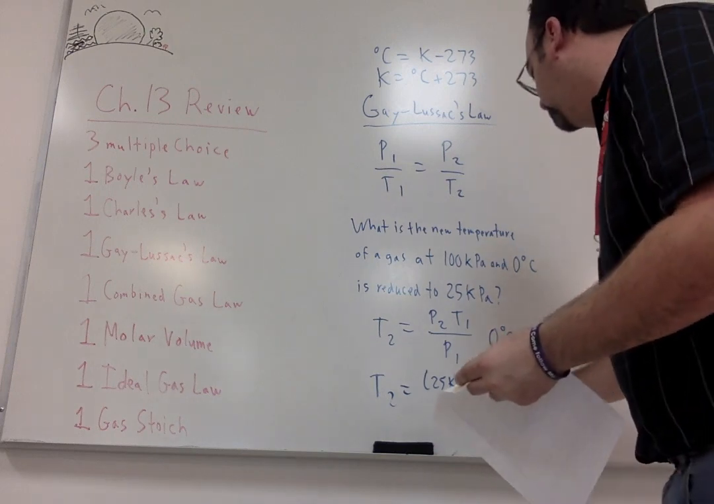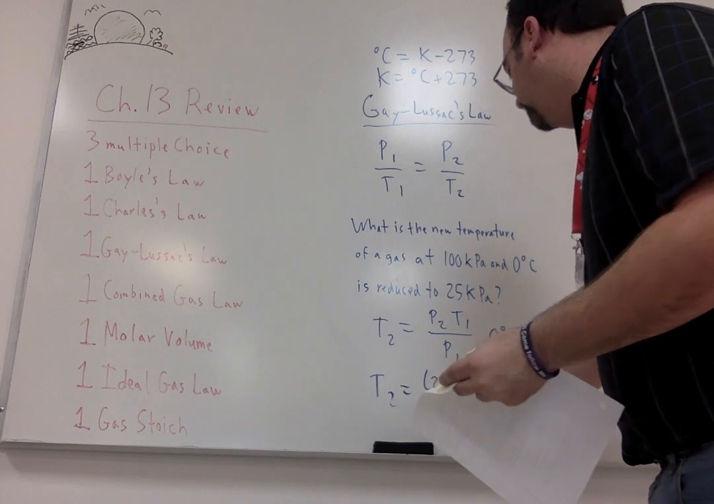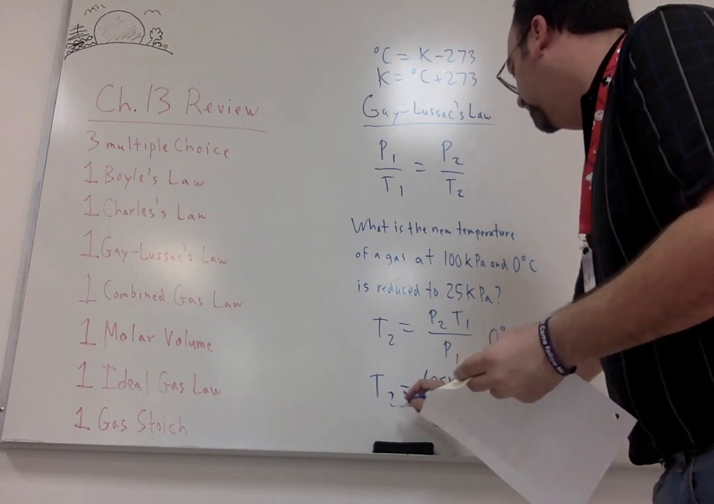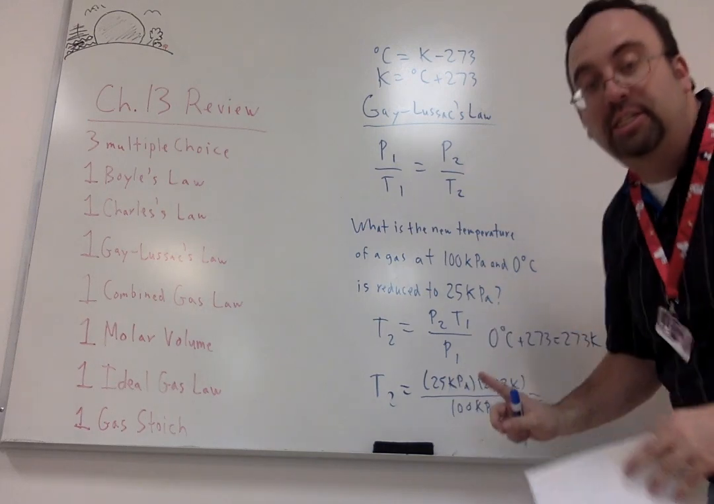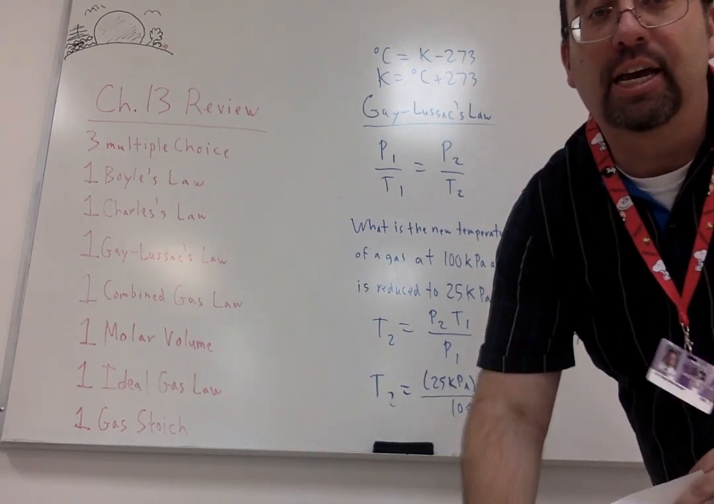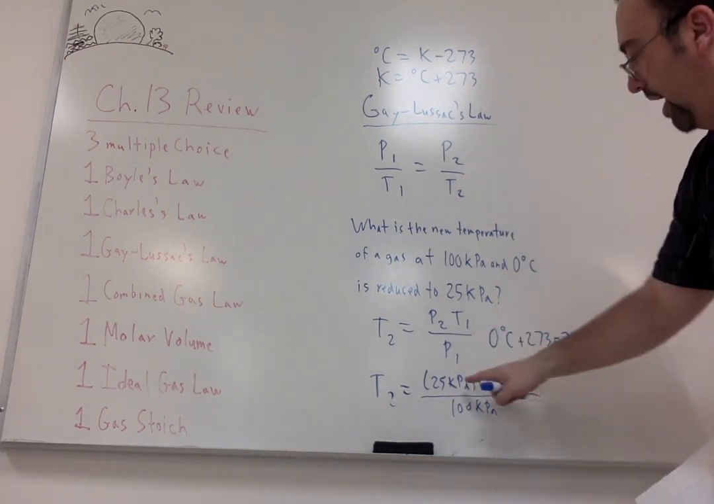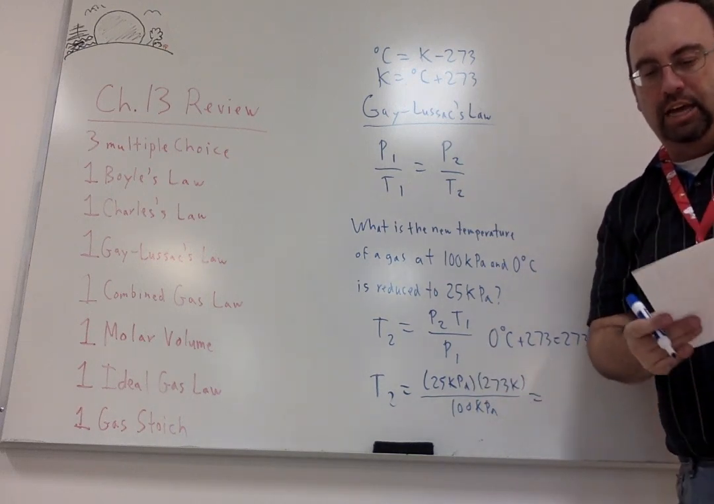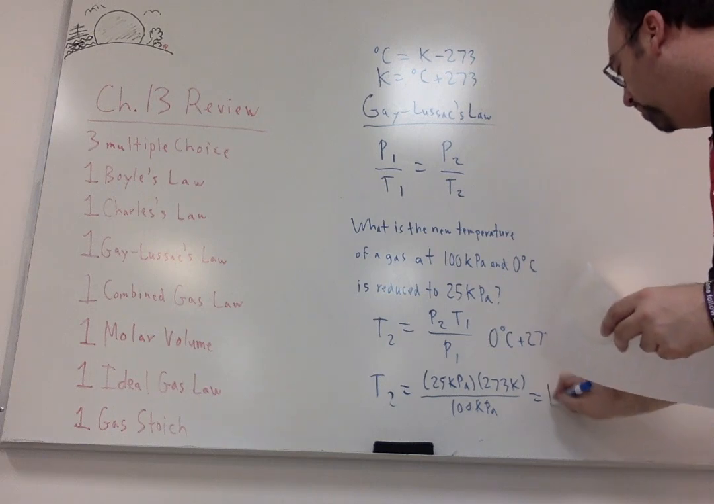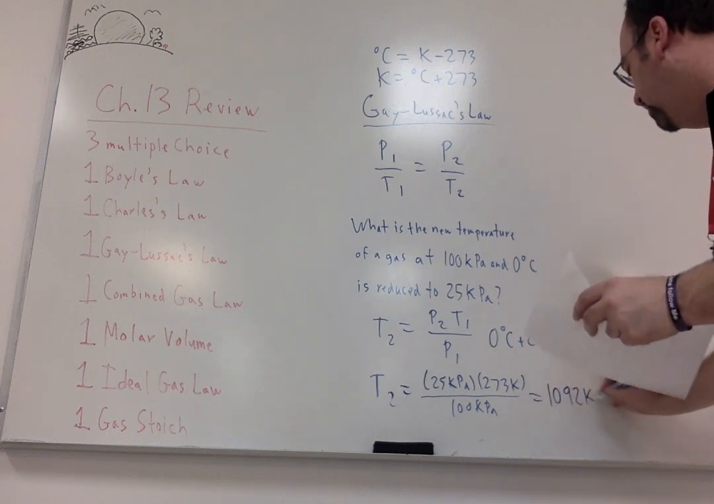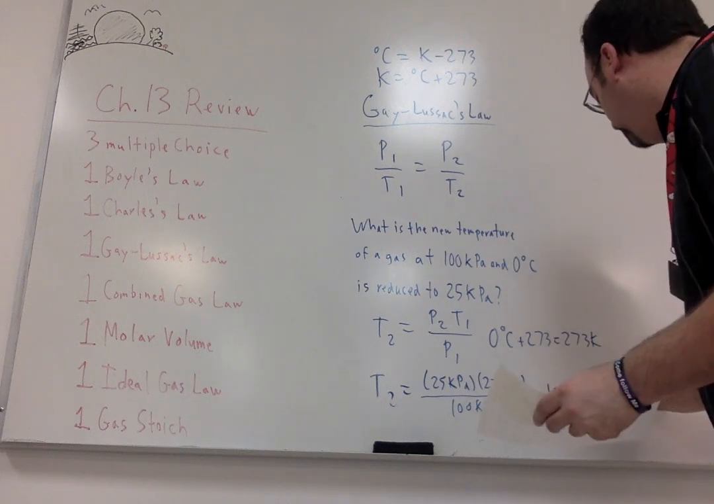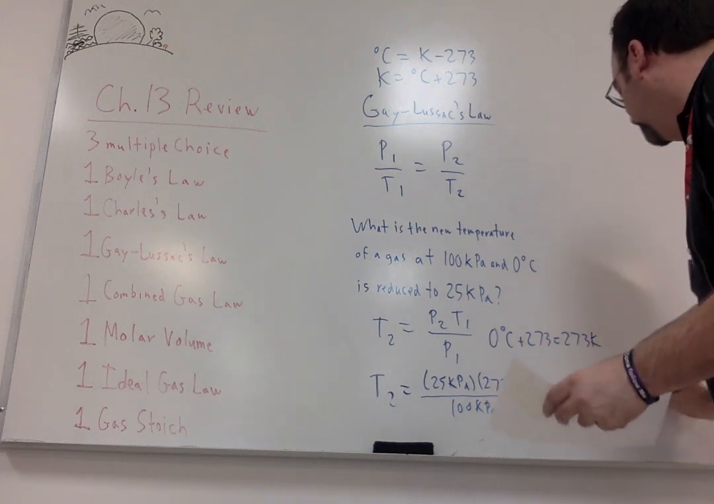So we'll put 273 K here. We're going to divide this by 100 kPa. Notice that when we do this, the kPa's cancel out, so you're left with Kelvin, which hopefully should make sense. And so we end up getting 1092 Kelvin, or if we subtract 273 from that, we should end up with 819 degrees C.